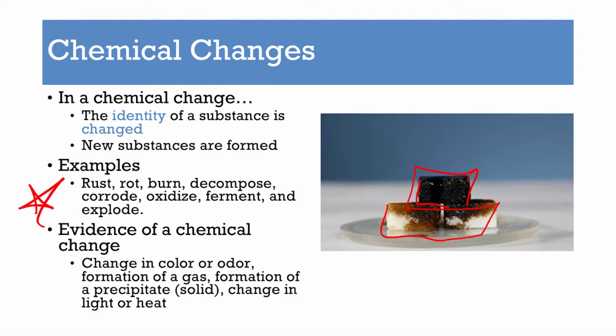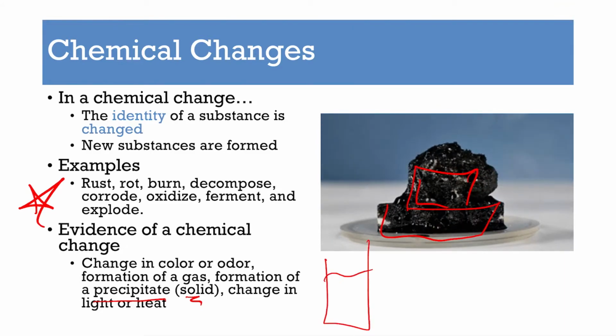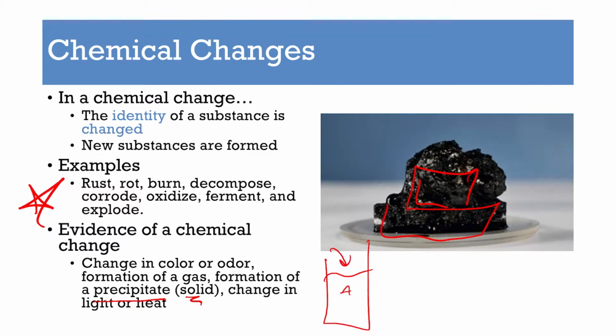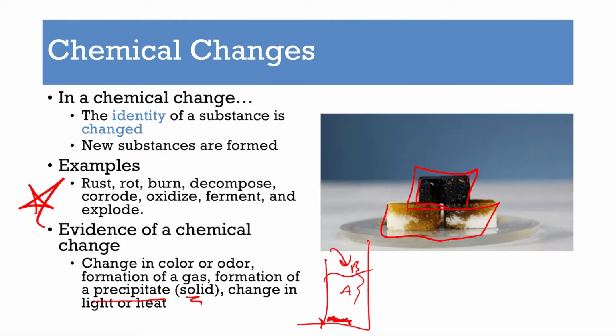And again, some evidence of a chemical change: if it changes in color, if it changes in odor, so now it smells different, you've produced a gas, you've produced a precipitate. A precipitate is like a solid in that form. So if you mix chemical A and chemical B, and it forms some stuff on the bottom, that would be your precipitate. Or if it changes in light, so if it starts glowing, if it heats up, if it cools down, all those things are evidence of a chemical change.